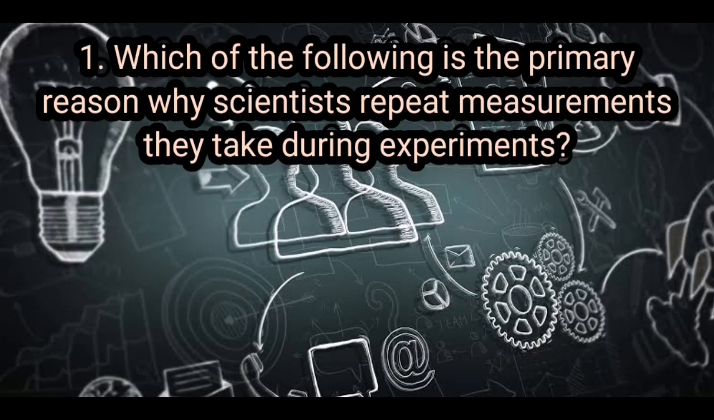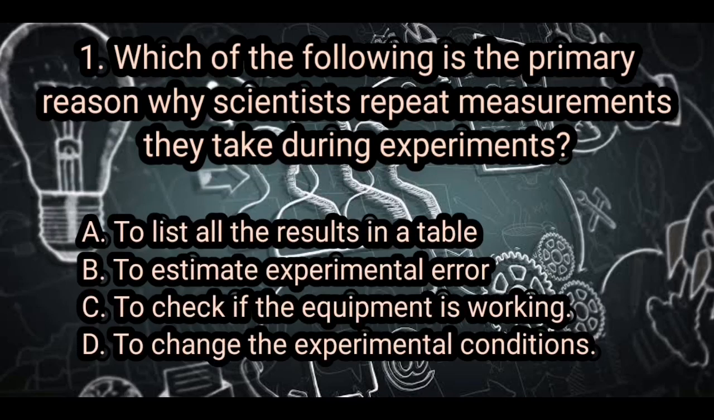One. Which of the following is the primary reason why scientists repeat measurements they take during experiments? A. To list all the results in a table. B. To estimate experimental error. C. To check if the equipment is working. D. To change the experimental conditions. Correct answer. Letter B.